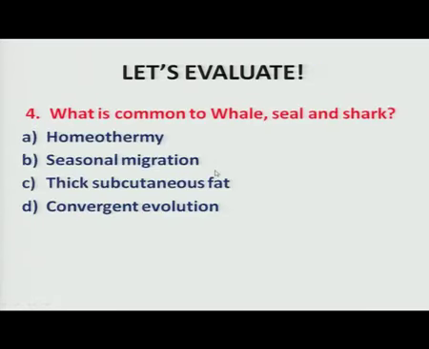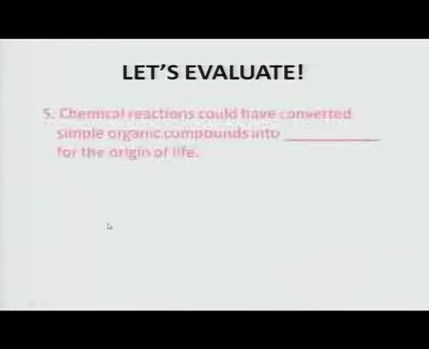What is common to whale, seal and shark? Whale is a mammal, seal is also a mammal, but shark is a fish. So, all of these are living in one common habitat, that is water. So, we can say that all these are showing convergent evolution. D is the correct option, convergent evolution.